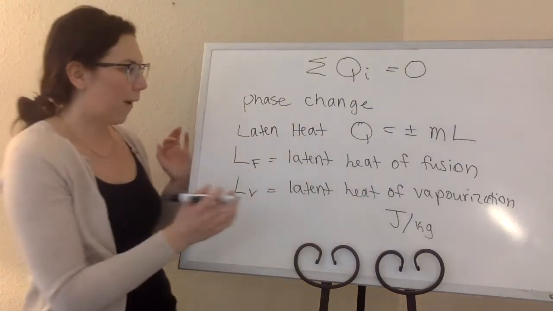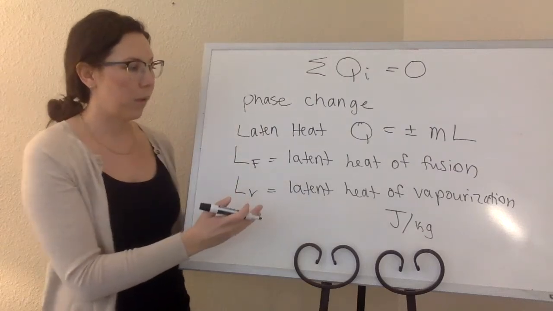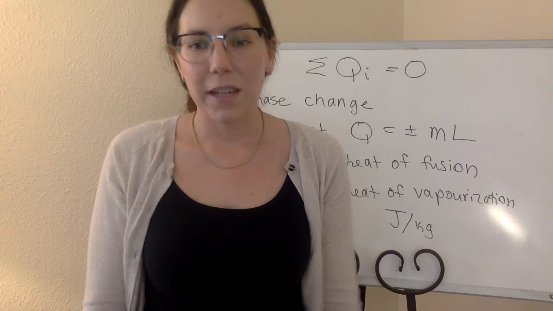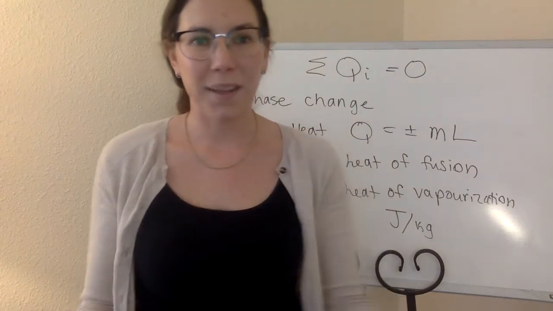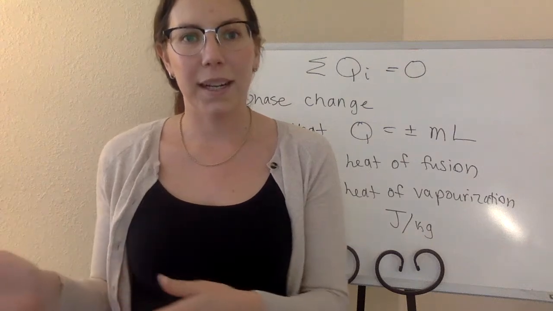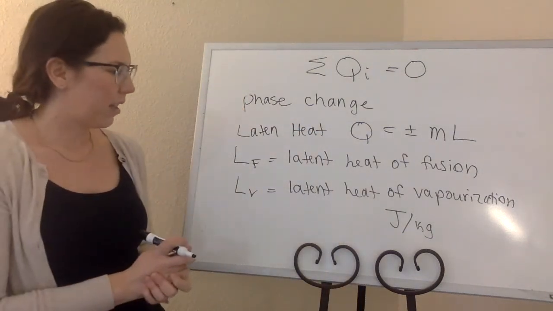So if you're using a solid, you use the latent heat of fusion. If it involves a gas, we're going to use the latent heat of vaporization. The latent heat of vaporization gives the energy required to convert 1 kilogram of a substance from a liquid to a gas or a gas to a liquid. And it would be released in that case.